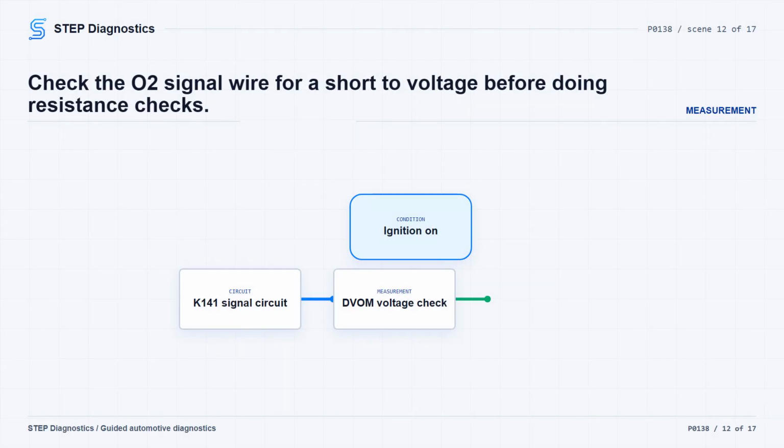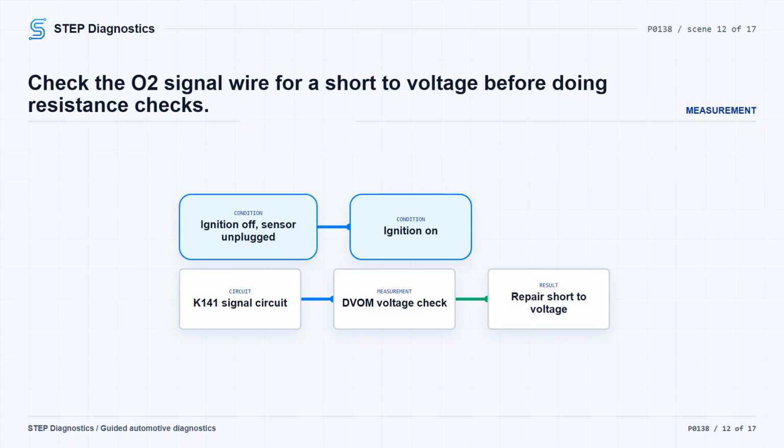Now check the O2 sensor 1/2 signal circuit. Turn the ignition off, disconnect the sensor connector, turn the ignition on and measure the signal circuit voltage at the component connector. A 5-volt signal or reference circuit should be between approximately 4.8 and 5.2 volts. If this circuit is above 5.2 volts, repair the signal circuit for a short to voltage, then verify the repair and confirm the code stays gone.